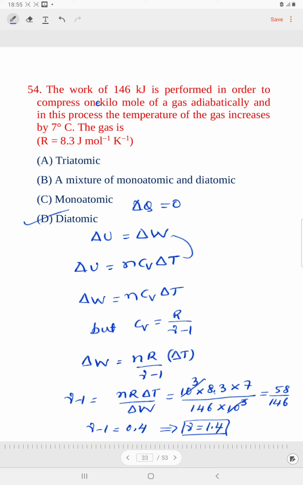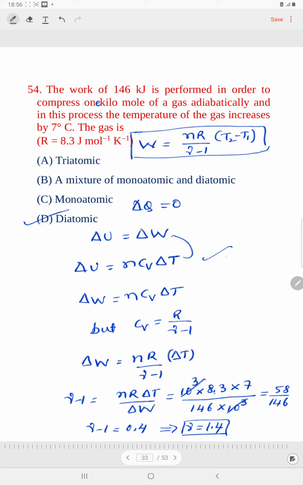I'll tell you one more thing. There is a direct formula here also. Because in an adiabatic process, I have a work done formula, that is nR divided by gamma minus 1 into T2 minus T1. This is also a standard formula which is derived in the case of work done in an adiabatic process. You can even use it directly. But I just wanted to show that even in this method you get the same formula. That's why I used this expression. So it's option D.